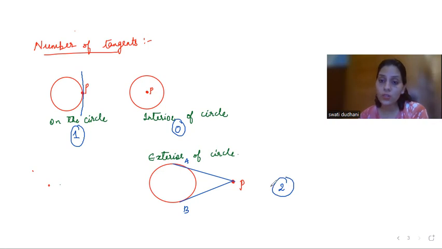We just saw a theorem on this: if a point is exterior to a circle, the tangents that you draw are equal to each other, which means PA and PB are of the same length. I hope the theorems on tangents are clear.